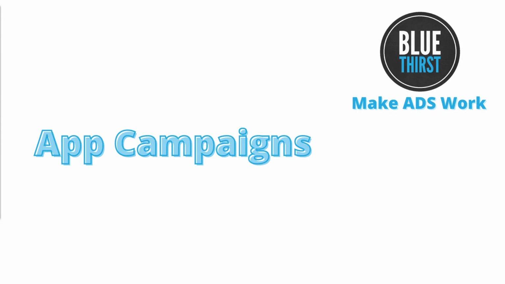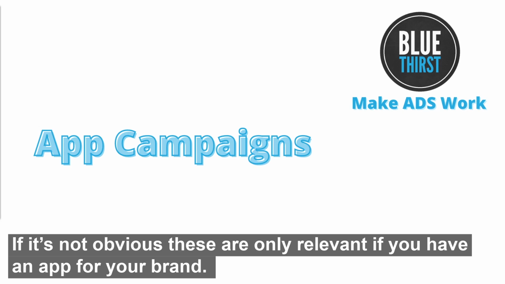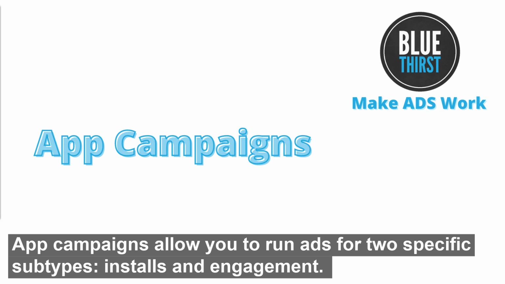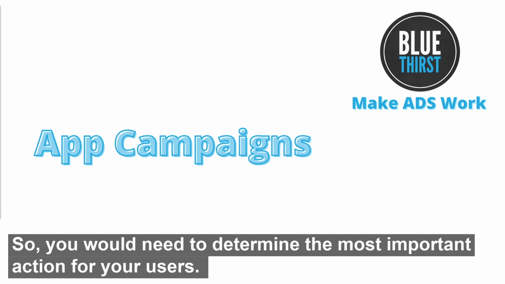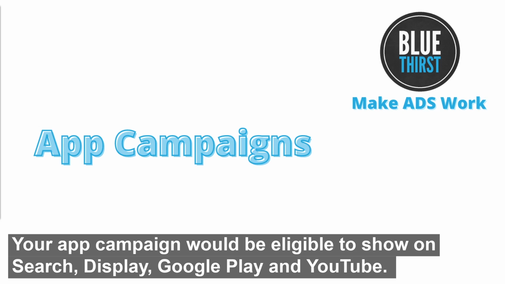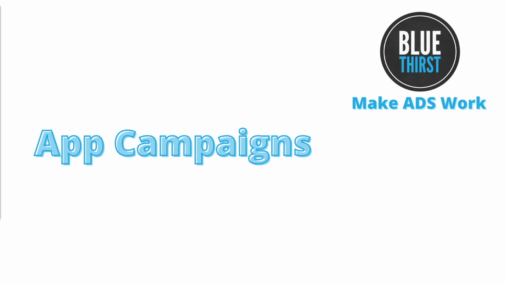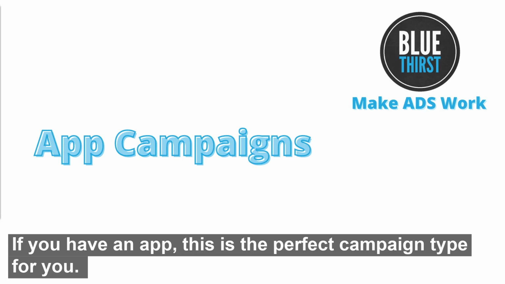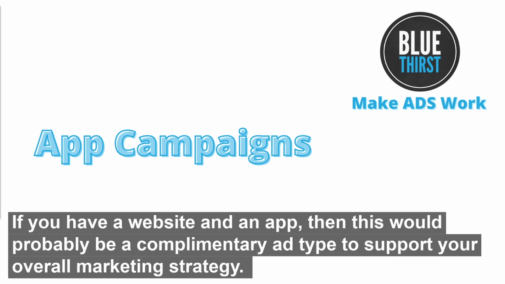App campaigns. It's not obvious. These are only relevant if you have an app for your brand. App campaigns allow you to run ads for two specific subtypes: installs and engagement. So you would need to determine the most important action for your users. Your app campaign would be eligible to show on search, display, Google Play, and YouTube. If you have an app, this is the perfect campaign type for you. If you have a website and an app, this would probably be a complementary ad type to support your overall marketing strategy.